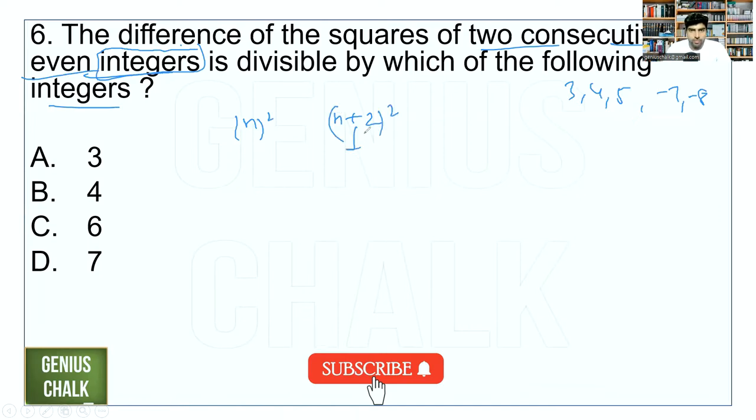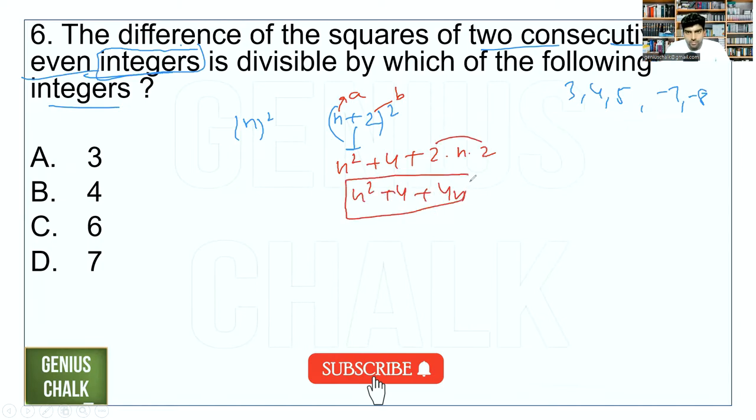So if you expand this in the formula, a square plus b square plus 2ab, where this is your a and this is your b, that is n square plus 4 plus 4n. This is the expansion of this, and this is n square. Now you need to find the difference of both. For the difference, we just subtract: n square plus 4 plus 4n minus n square.